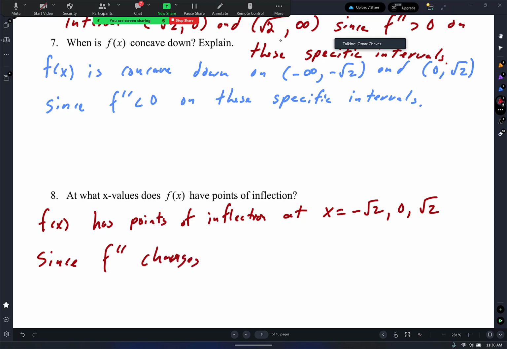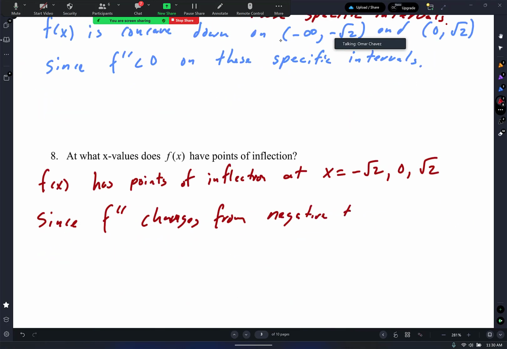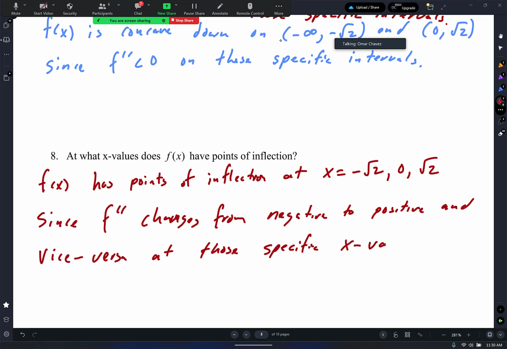changes from, I always state the first one first, negative to positive, negative to positive, and vice versa at those specific x values. Yay! F of x has points of inflection at x since f prime prime changes from negative to positive and vice versa at those specific x values. Perfect. Full credit.